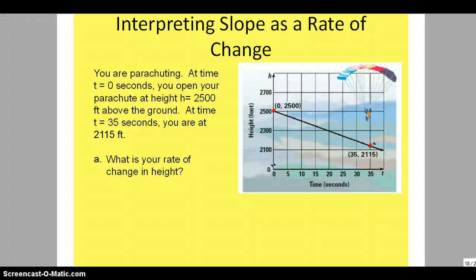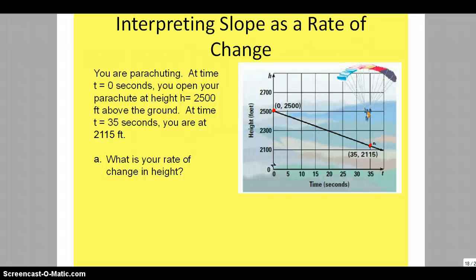Well, what is your rate of change in the height? Okay, so they're really asking just what's the slope. And in this case, the slope is going to determine the rate that the parachuter is descending. Because I'm telling you, if it's really, really fast, there's no way I'm going to try that. So I want you to calculate the slope using the points that they gave us.